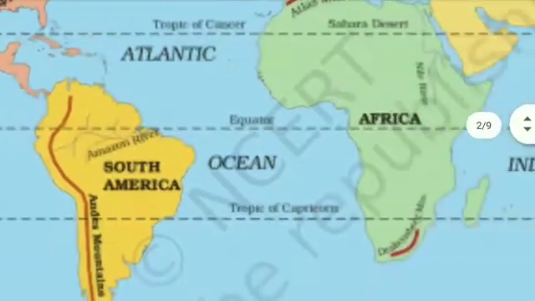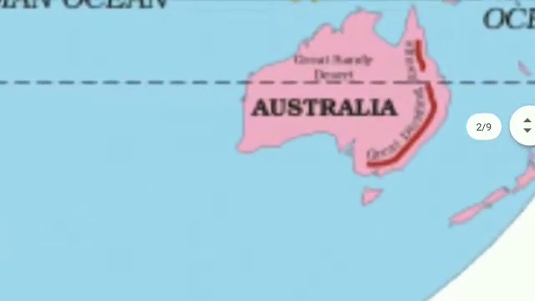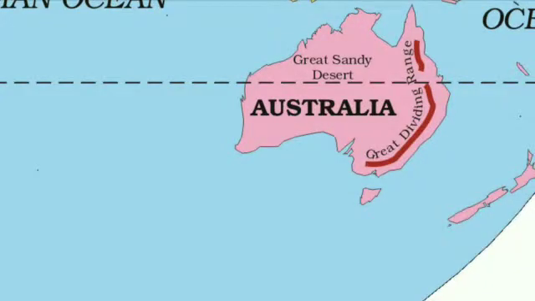Next one is Australia. This is the smallest continent. It lies entirely in the southern hemisphere. Since Australia is surrounded on all sides by ocean, it is called the island continent. The Great Sandy Desert is in this continent, and the Great Dividing Range mountain ranges are in this continent.